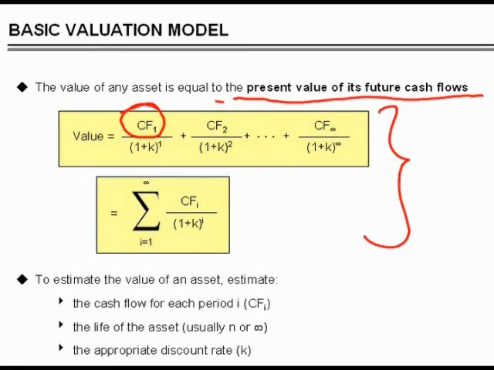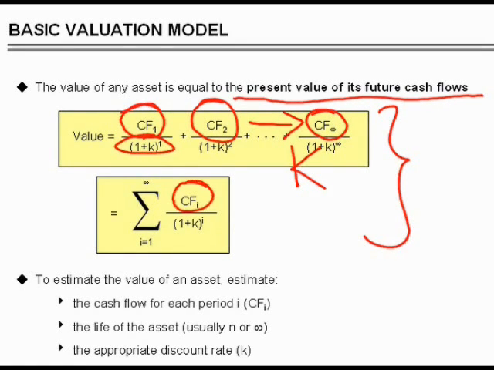cash flow 1, then in the second year, all the way through infinity, discounted back by the appropriate discount rate, in this case, K, is the discount rate. Otherwise known as taking the summation, or the sigma, of every cash flow stream discounted back by the discount rate from the first period through to infinity. That's what this formula says. So that's what the value of any asset is.